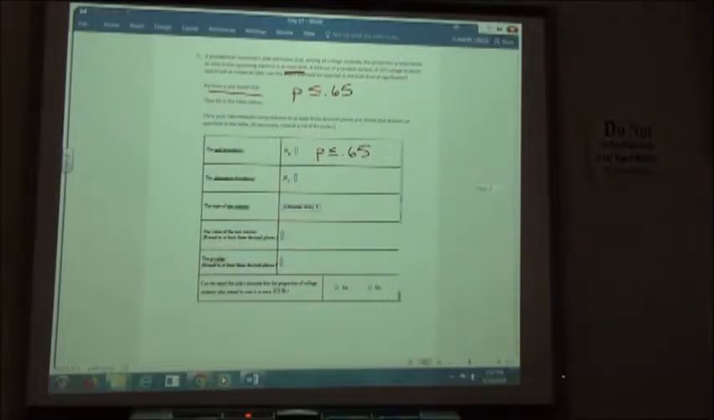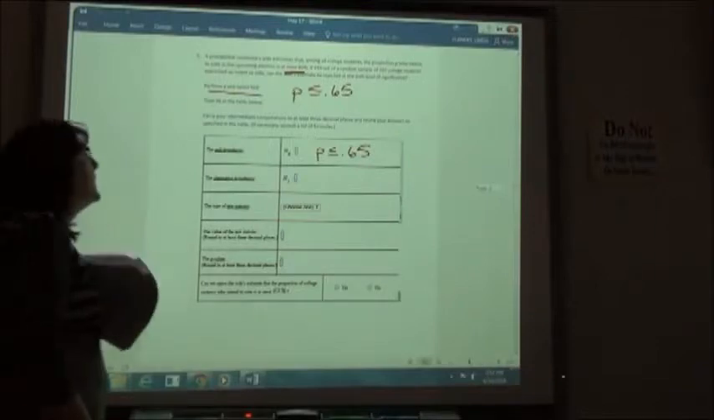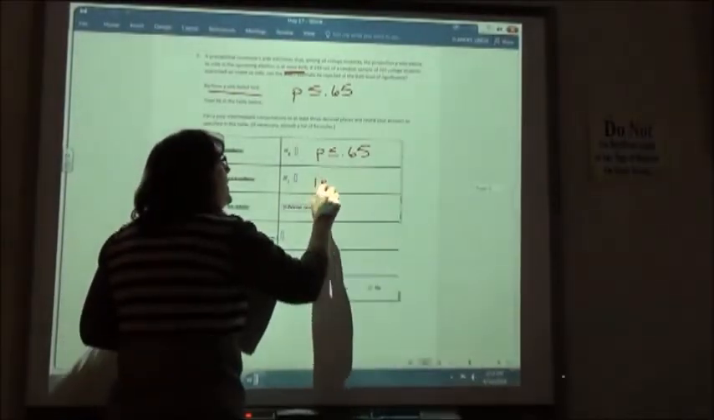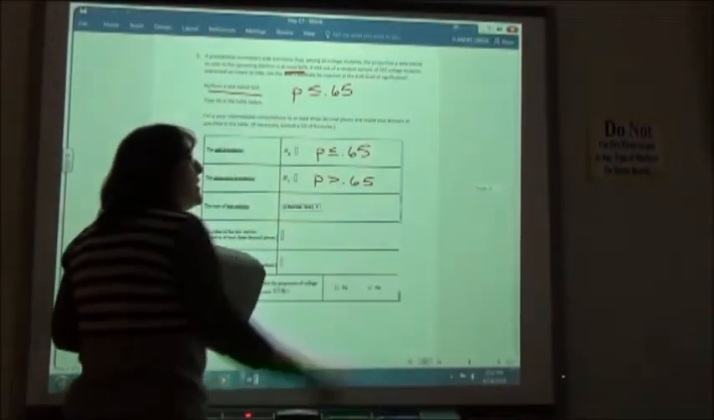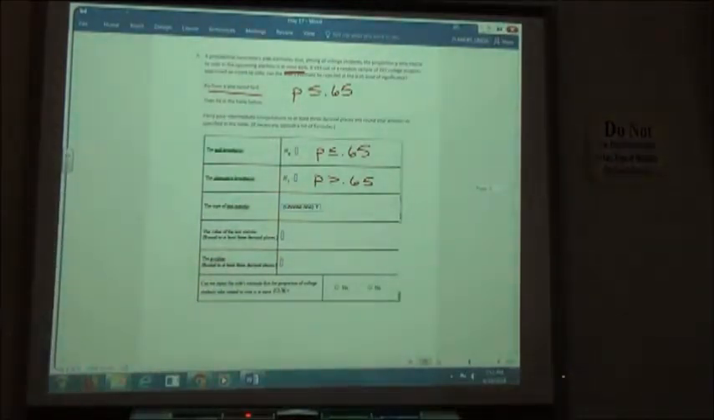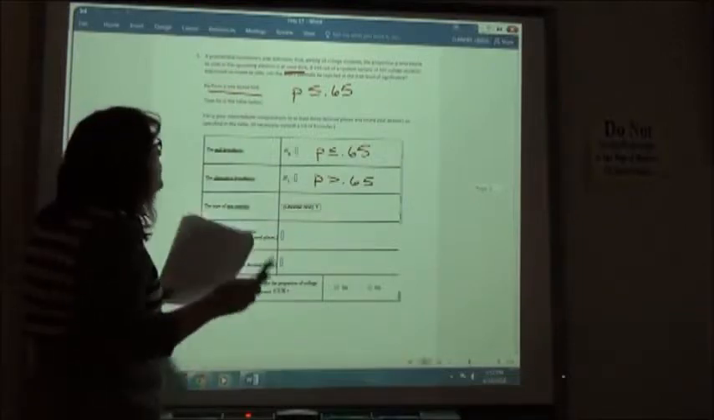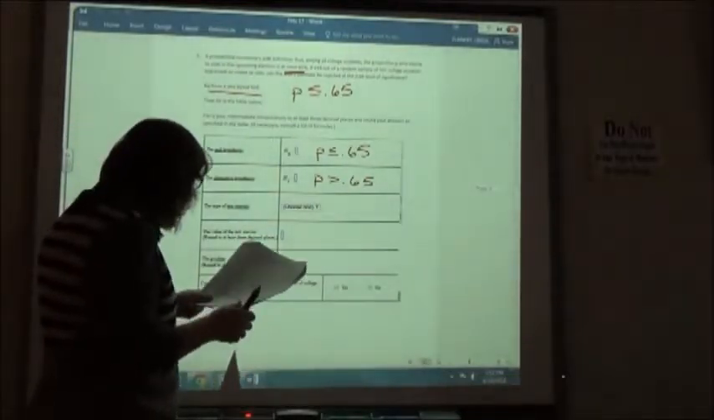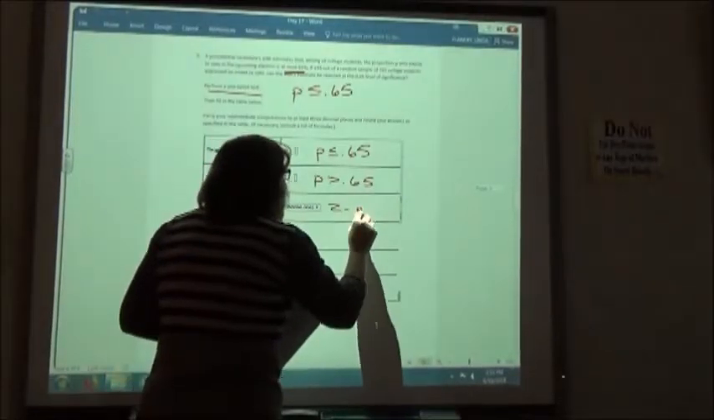Which means my alternative hypothesis would be what? Is P greater than 65%, right? The opposite of whatever I have for that one. But the null always has the equal. So if they use the words at most or at least, those are going to have the equal sign in them. Okay. Since we're doing a population proportion, we are going to use our z-test.